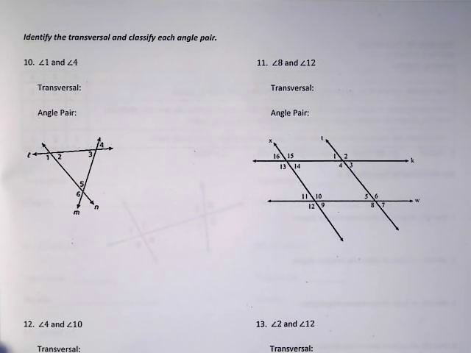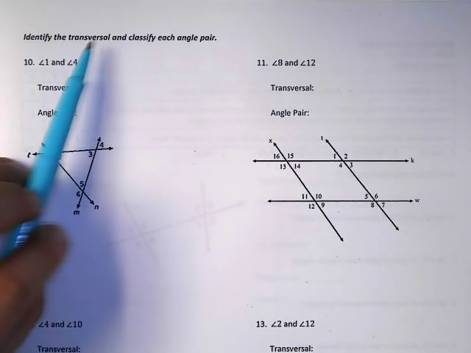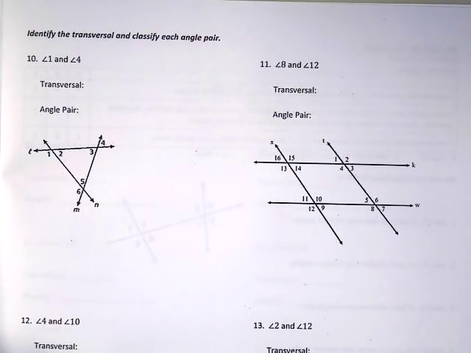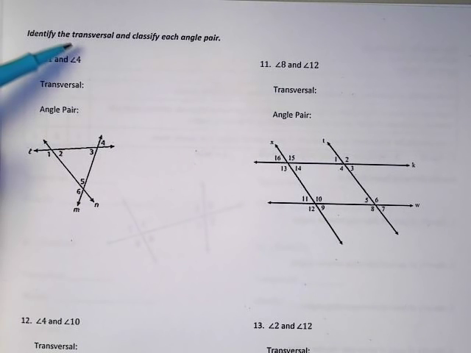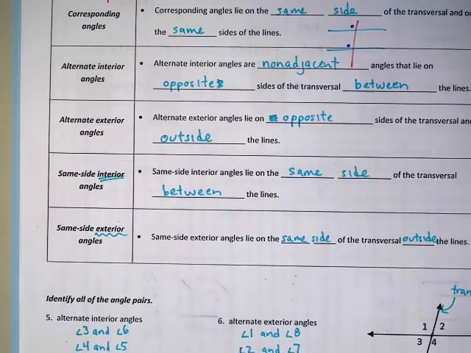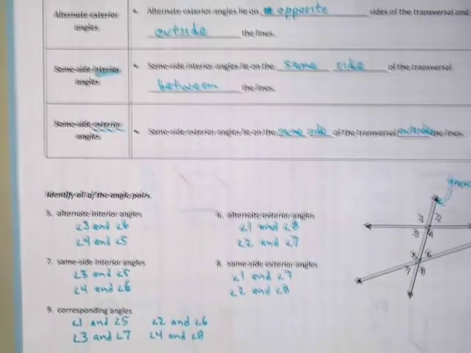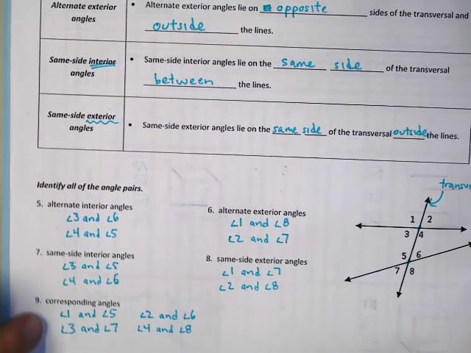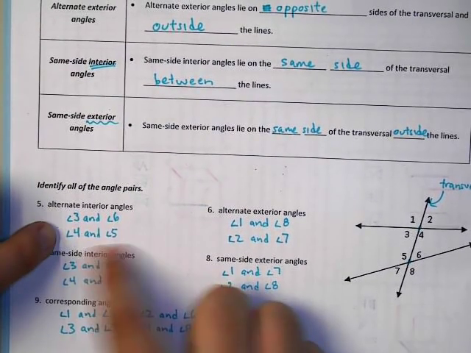A few things that we're trying to do here, okay? Identify the transversal and classify each angle pair. Here is my thought, guys. To find the transversal, and think about any of these actually, the transversal has to touch the different angle pairs. It has to touch both of the angles, like 3 and 6, 4 and 5.